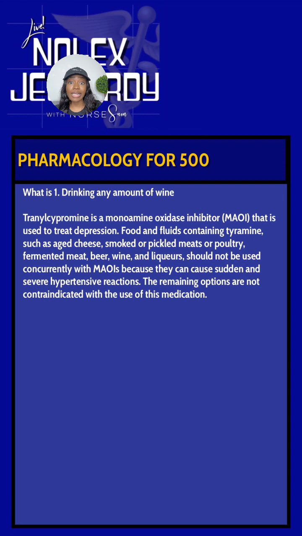You need to know what kinds of foods and fluids contain tyramine. Here it's giving you a good little overview. So it says aged cheese. Let's pause that really quick. Give me an example of an aged cheese. I remember many specific questions where they give you a specific type of cheese as if you were a cheese connoisseur. But give me an example of an aged cheese. Blue cheese, absolutely.